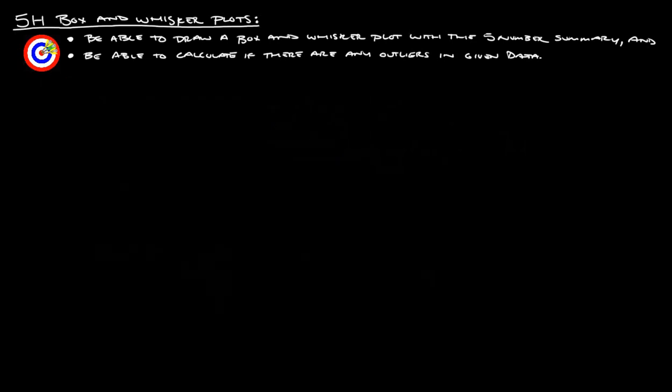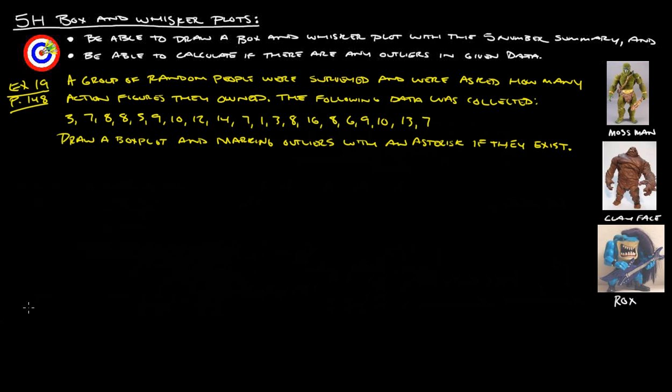All right, let's take a look at our example. That is example 19 from page 148. A group of random people were surveyed and were asked how many action figures they owned. The following data was collected, and of course here's our lovely assortment of action figures. I actually owned one of these when I was a kid, by the way, Moss Man. So I know, don't be jealous, it's okay. So here's the data. All these random people, this is how many action figures they owned. Okay, so draw a box plot, marking outliers with an asterisk if they exist.